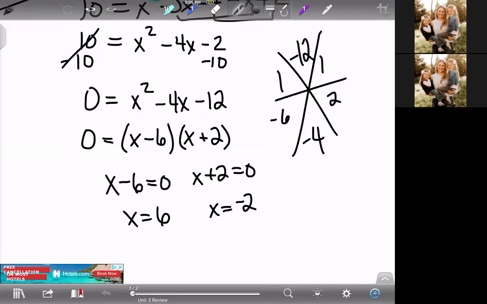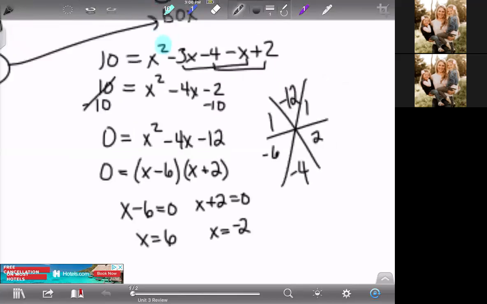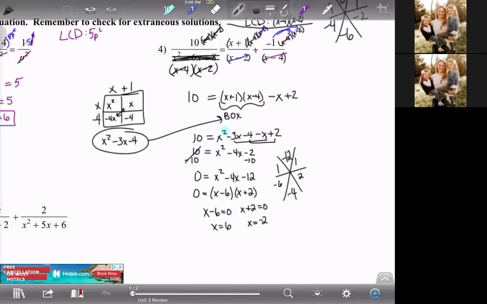Remember that we were given 2 answers here. Since we ended up with 2 answers, we need to take those 2 answers and we need to check them to make sure that neither one of them is extraneous. So we need to check them in the x minus 2 and the x minus 4.